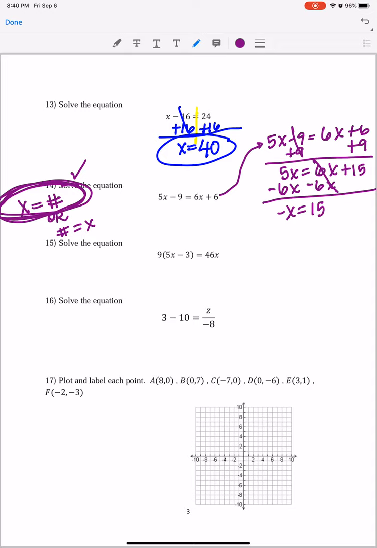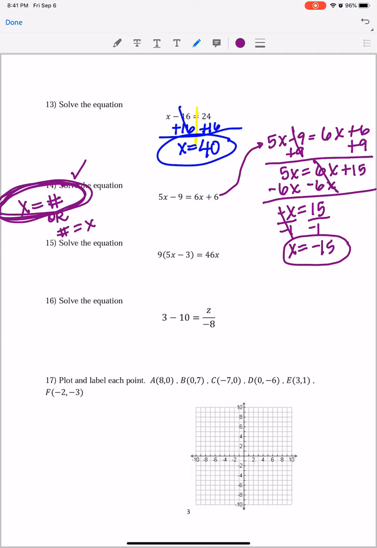To get that to a positive x, we will divide both sides by negative 1. You can also multiply both sides by negative 1. Either way, that negative and negative cancel each other out, and now I'm left with a positive x. 15 divided by negative 1 is negative 15. So you get the same answer no matter which way you move things.